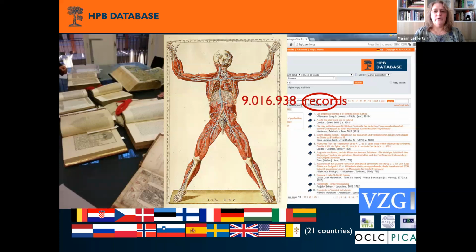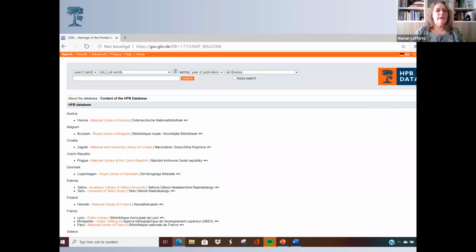There are now 9 million records, and if you click on the tab here, which is content of the HPB database, you will be presented with a list per country of which institution contributed a data set. When you click on the orange link here, you will get the records that are for that institution. Now, some of them aren't for one institution, but are a combination of institutions, like, for example, the SUDOC database. And that means that we cover many more than 21 data sets, or even 45, but we think we have information for at least 200 libraries, if not more, representing their early printed collections together in one database.